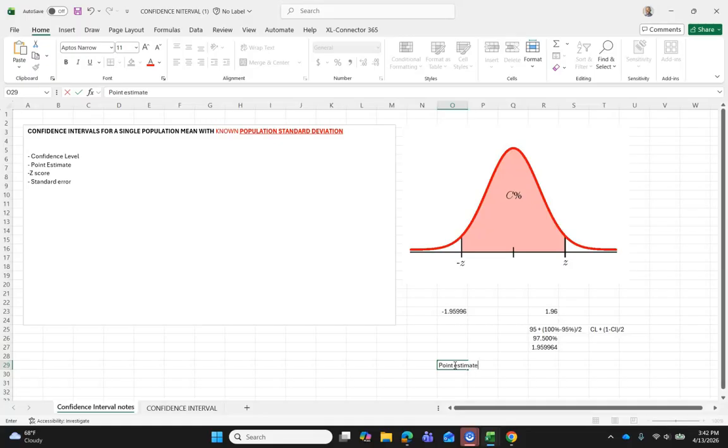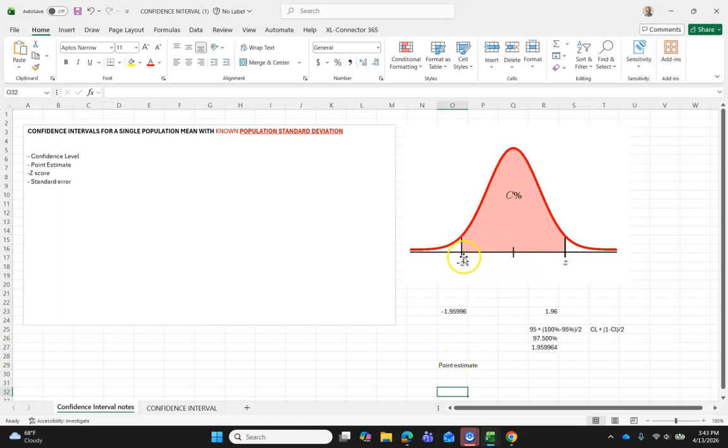It is a point estimate because we are using the average of the sample averages, or we look at the distribution of the sample means. The average is the same as the average of the population, so we use that average to estimate the average of the population. That's why we call it a point estimate. So that average will be this point here, and we call it the point estimate.